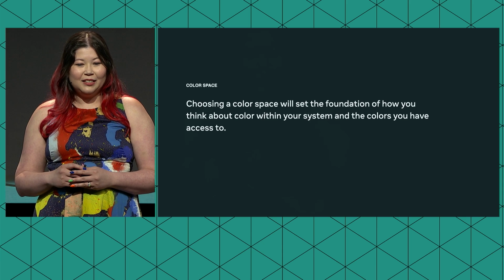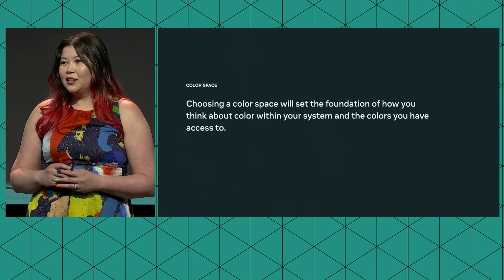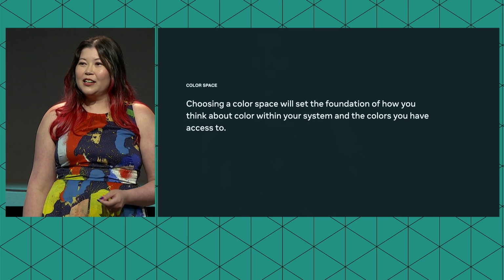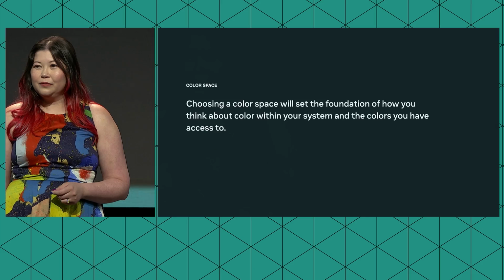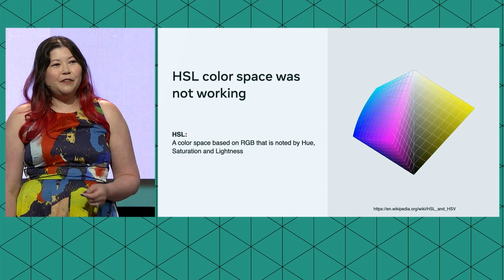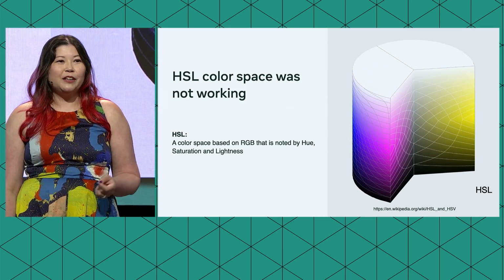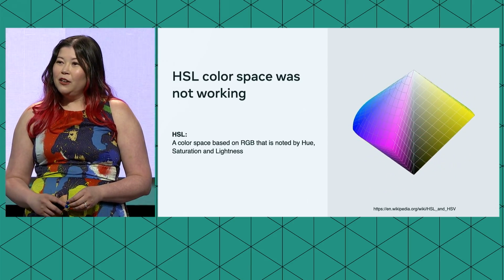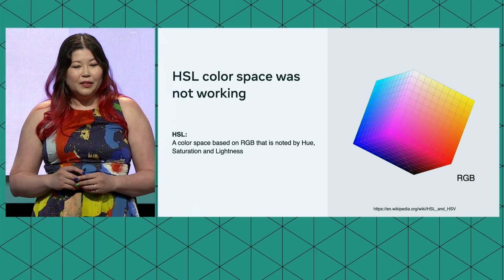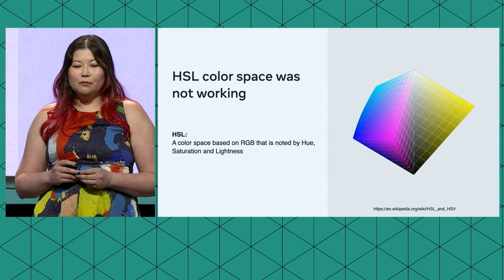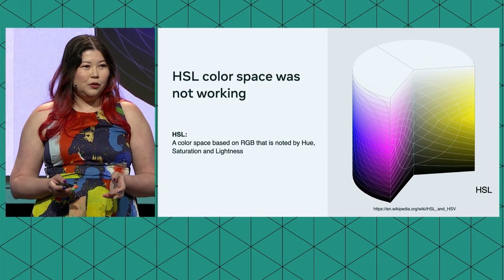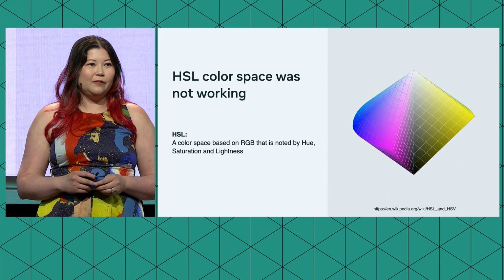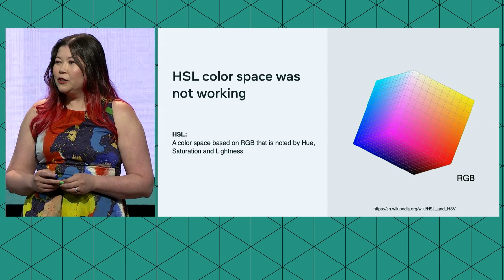The way we use color in design is changing, and choosing a color space will set the foundation for how you think about color within your system and the colors that you will have access to. In my previous explorations of color, I was working in the HSL color space. Now, there are many different color spaces, but a lot of people seem to gravitate towards this one, because it breaks down color into concepts that we can understand. Hue being thought of almost as the color itself, saturation being the intensity of that color, and lightness being how bright or dark that color is.